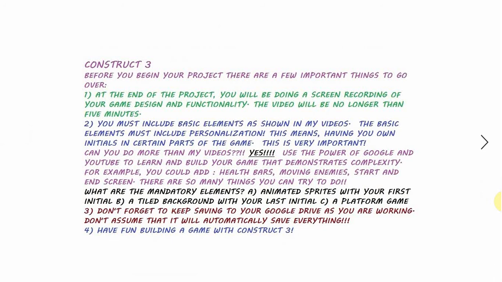What are the mandatory elements? Well, we need to have animated sprites with your first initial. My initial is T in my first name, so you're going to see that my sprites have a T in it, and that's why I want you to have that. You're going to have what we call a tile background. I'll explain what a tile background is in the videos, but you're going to put your initials in the tile background. We are building a platform game, and I'll give you some examples of what that is and what it looks like coming up.